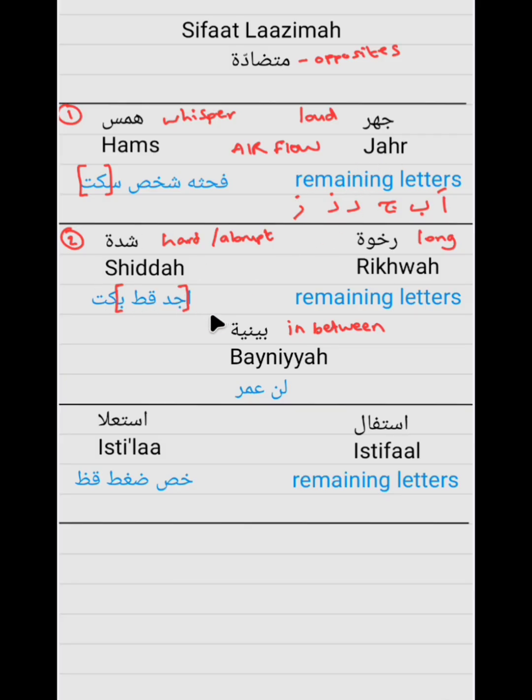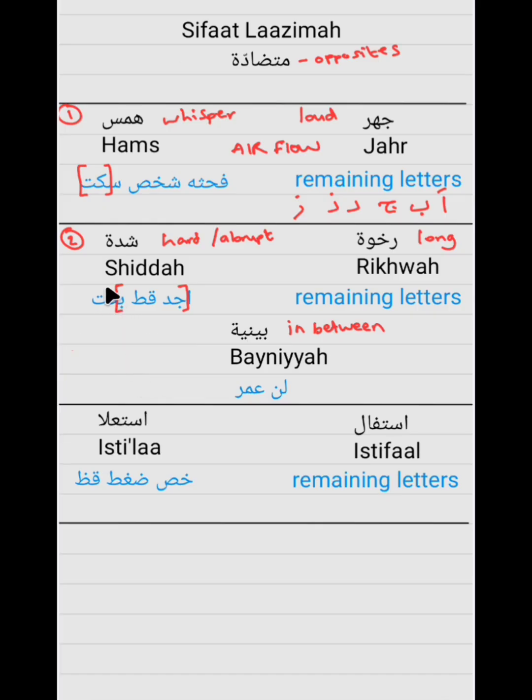And the combination of those two sifat, abrupt pronunciation plus no airflow, gives us qalqala, right? Because we must know that qaf, ta, ba, jim, dal are all letters of qalqala. So when you have an abrupt pronunciation without airflow and without lengthening of the letter, then you have qalqala, which is an echo or a bounce that emanates from the position of pronunciation of the letter.